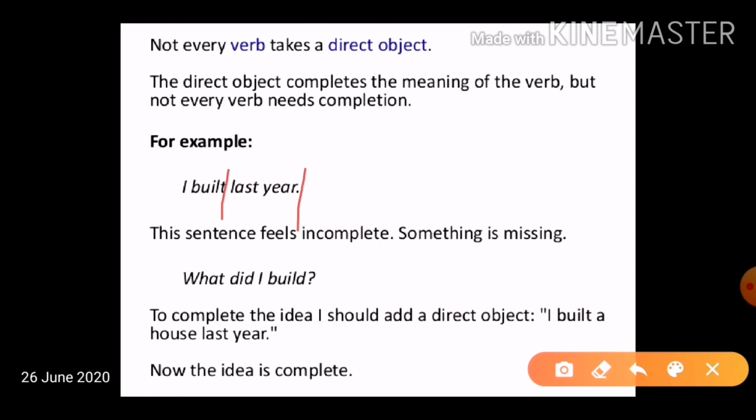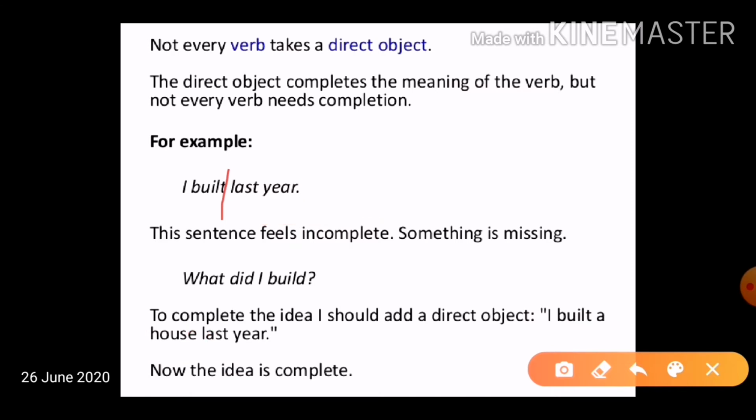So this is what happens with the verb when it does not have any object. It seems incomplete, strange and weird. Oh, what did I build? It doesn't have any answer. To complete the idea, I should add a direct object, like in this example: I built a house last year. Here you can see the direct object, a house. Now the idea is complete, and this gives you the complete meaning.